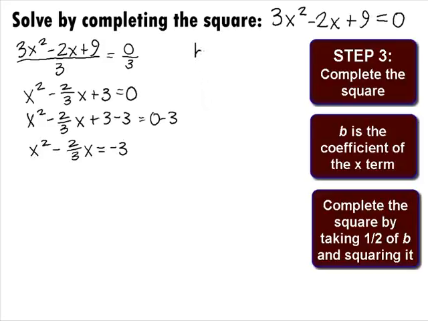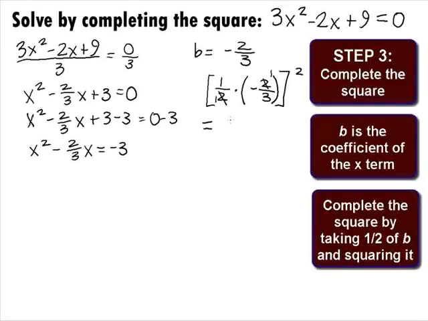In our problem, the number in front of that x term is a negative 2/3, so b is equal to a negative 2/3. The constant we are looking for to complete the square can be found by taking 1/2 times negative 2/3 and squaring that quantity. We end up with a negative 1/3 inside that parentheses that needs to be squared, which comes out to be 1 over 9.